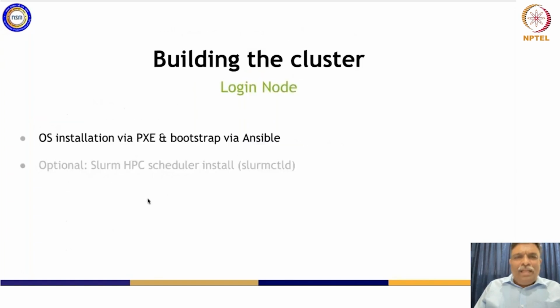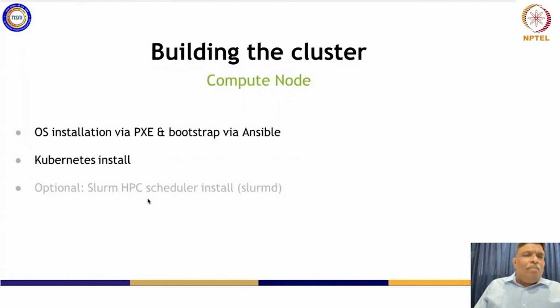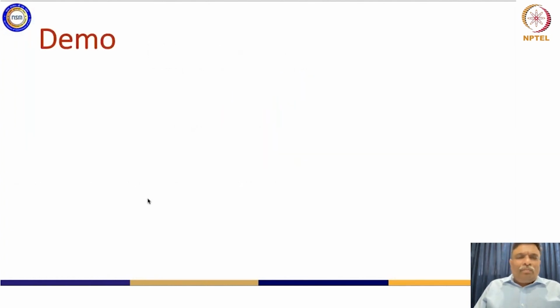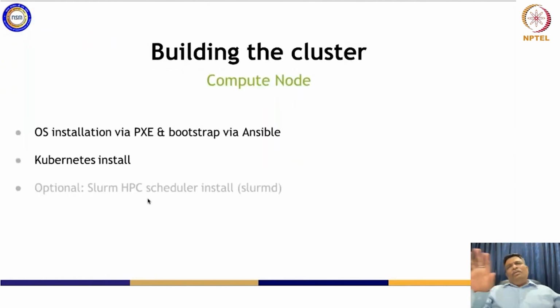So you have this management node, you have the login node. There are various ways of doing OS installation and bootstrapping of the login node, and then the compute node, wherein you need to install Kubernetes again and then bootstrap it. So this is in brief what I thought. We will do it in the theory portion. Now let us go for the demo.